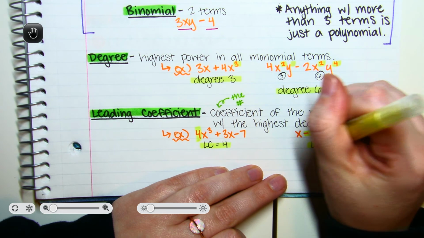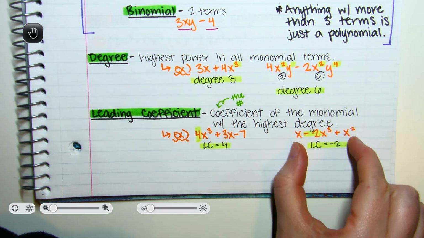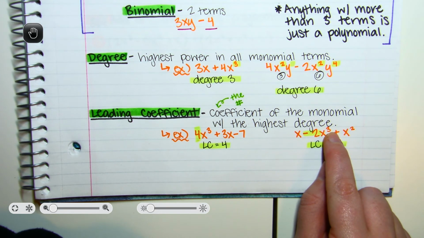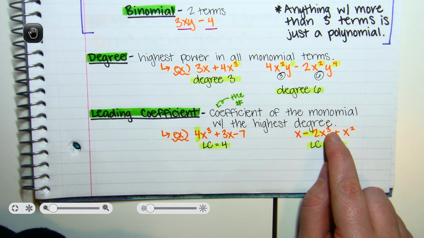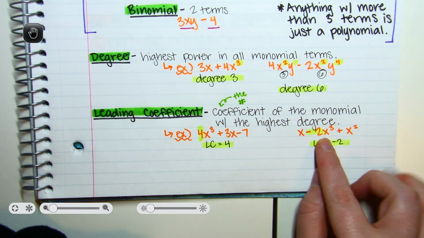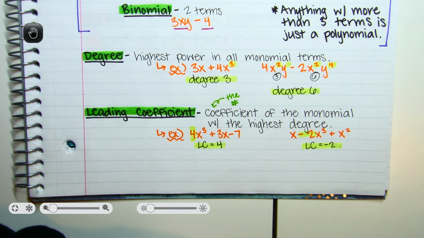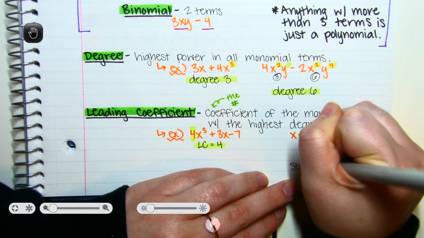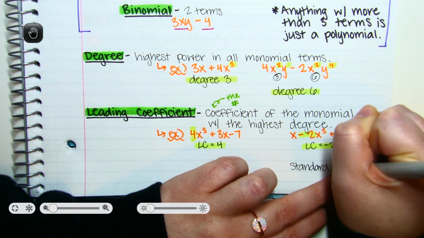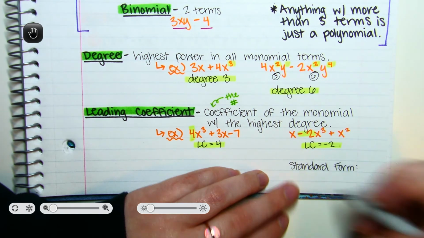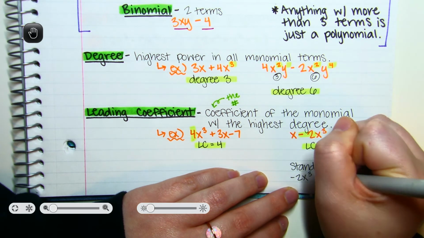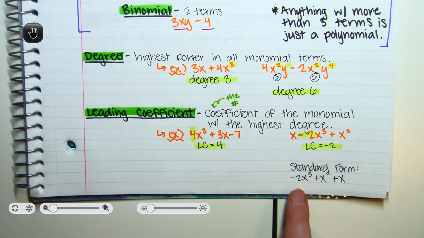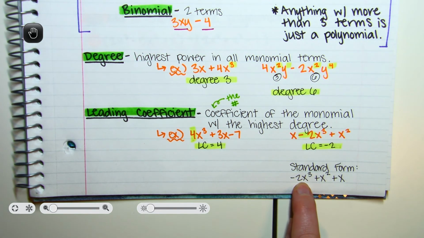So even though it's not the first term that's written, it's still the coefficient in front of that highest power. Now we could also rewrite this in standard form, writing negative 2x to the third first. So if we rewrote this in standard form, that would be negative 2x cubed plus x squared plus x. And now it's easier to see that this is our highest power and negative 2 is the leading coefficient.